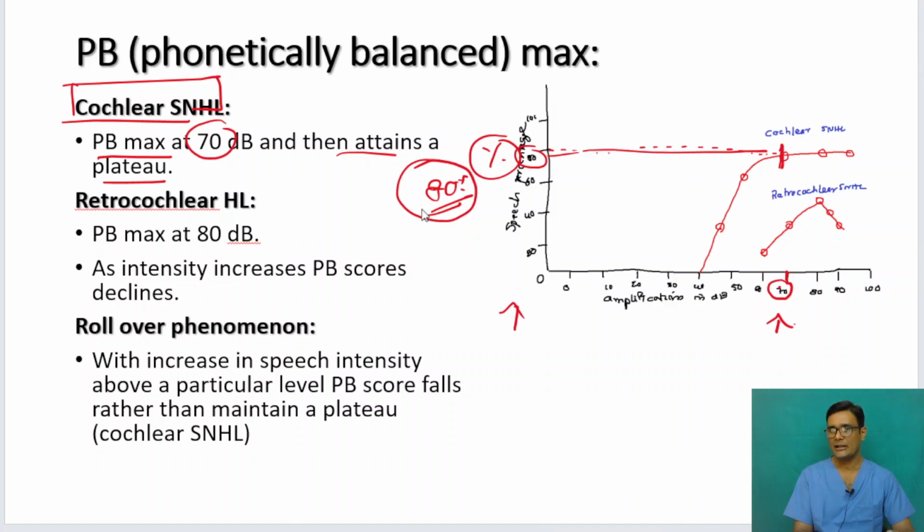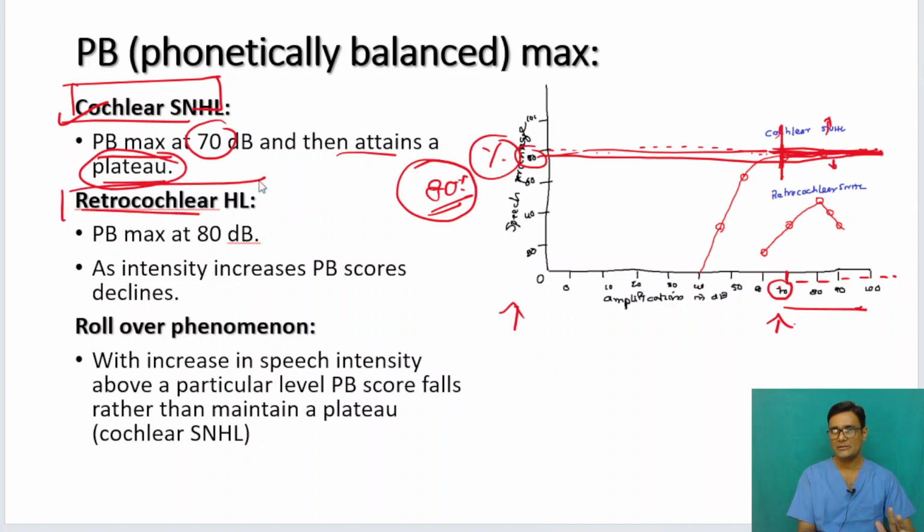Okay, so in cochlear hearing loss you will get a plateau. As you keep increasing the intensity, the PB max will not increase and will not form an S-shaped curve. It will be like a plateau. After this PB max, as you keep on increasing the intensity, the PB max will remain the same. The PB max score, that is an 80% score, is not going to increase or decrease. It forms a plateau. The plateau is characteristic of cochlear sensorineural hearing loss.